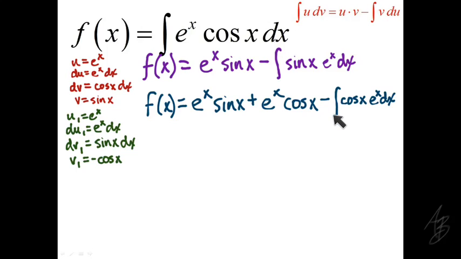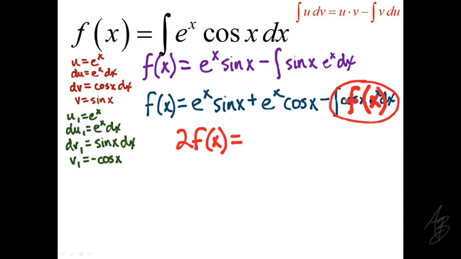Now, again, we don't have an integral here that we really know how to integrate. However, you may notice that this integral here is exactly what we started with. So we have the integral of cosine of x e to the x dx, and that's the integral that we're trying to evaluate here. So since that integral right there is equal to f of x, we'll just replace it with f of x.